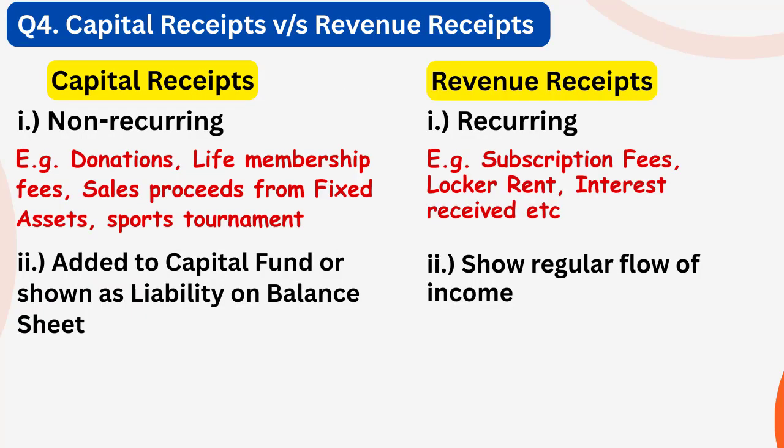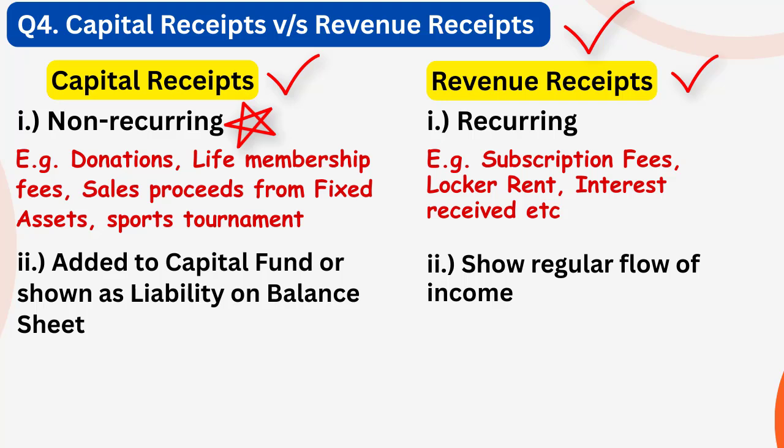Okay? Now see, there are two common types of receipts in the case of not-for-profit concerns. They are capital receipts and revenue receipts. Your next question could be about them. And the question could be, what is the difference between capital receipts and revenue receipts? So see, the main point of difference between the two is capital receipts are non-recurring in nature. They do not form a part of regular flow of income for the concern.